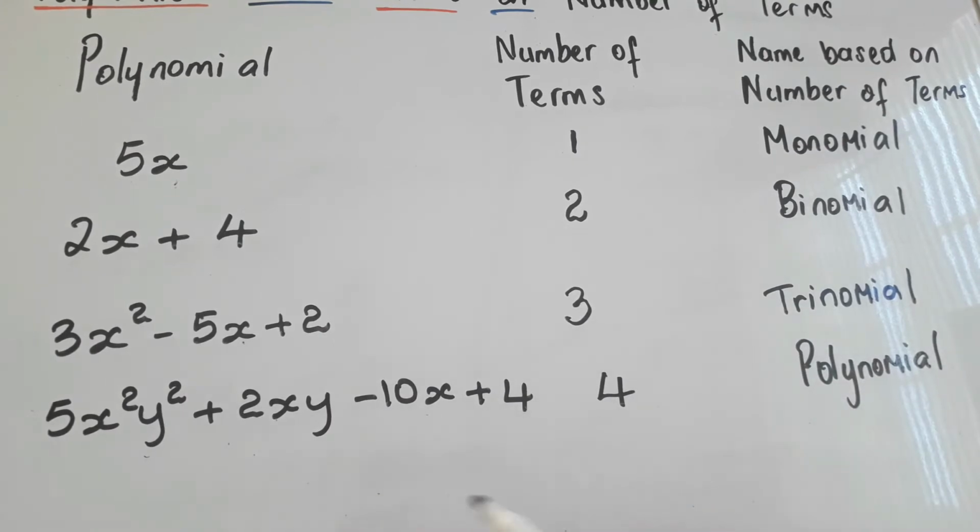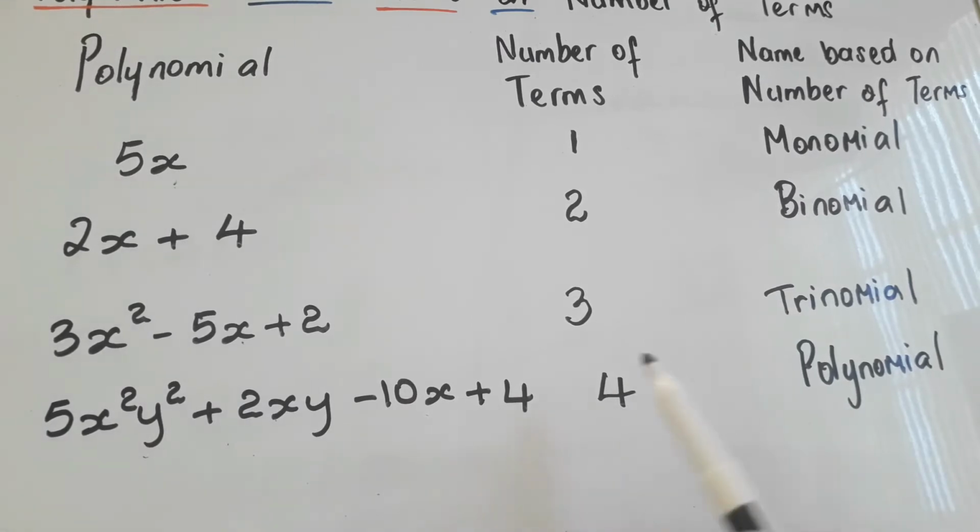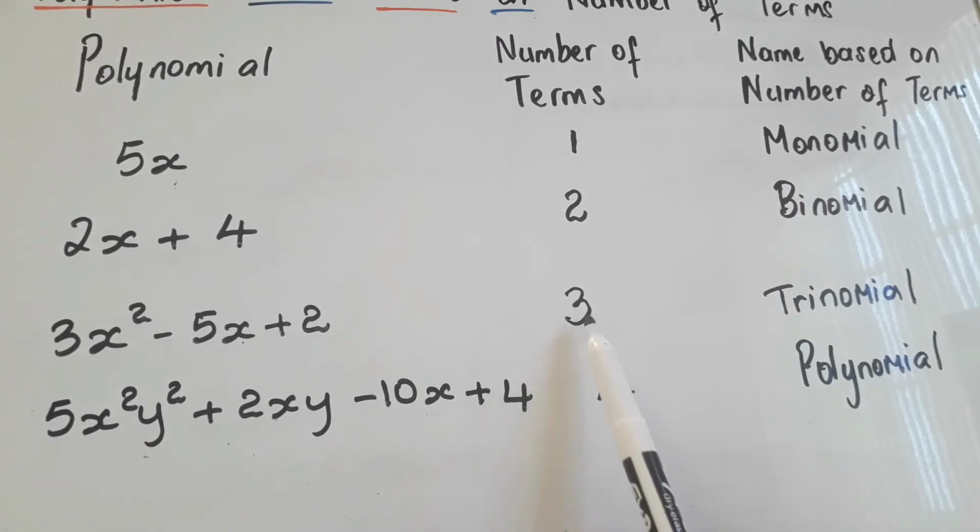Now, if we had another example of a polynomial, guys, that had, say, 7 terms or 8 terms, the name of that type of polynomial is just polynomial, because again, as I said, once a polynomial has more than 3 terms, it does not have any special name. We just refer to it as a polynomial.